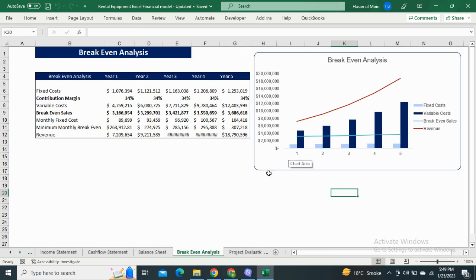Moving on to the break-even analysis, it is the point at which the cost and income of your business are equal. The model shows the break-even with respect to the sales amount. It also shows the monthly break-even.